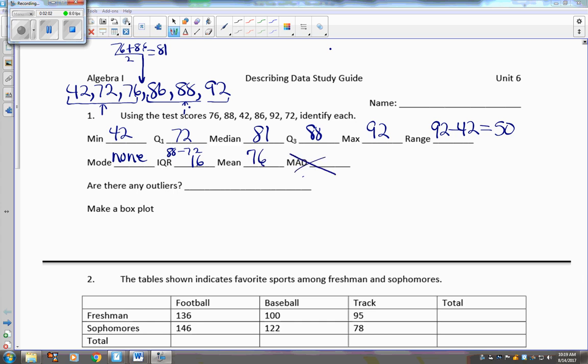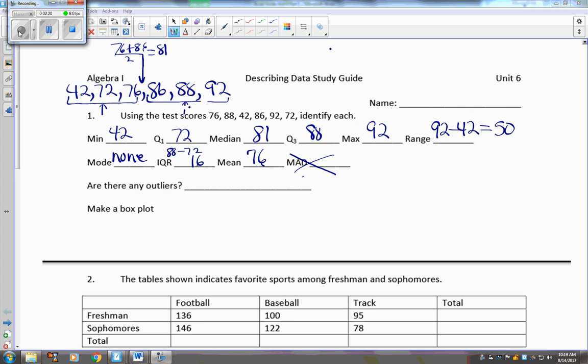Okay, that one's not on your worksheet. Are there any outliers? Well, to guess at it, I'm guessing that 42 looks like it's an outlier. So we're going to have to use the formula for the outlier to determine if it's actually an outlier.